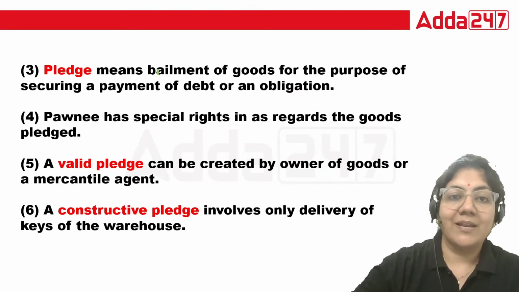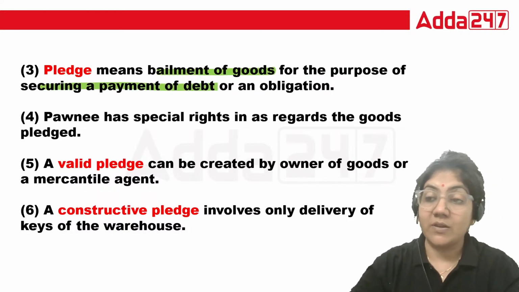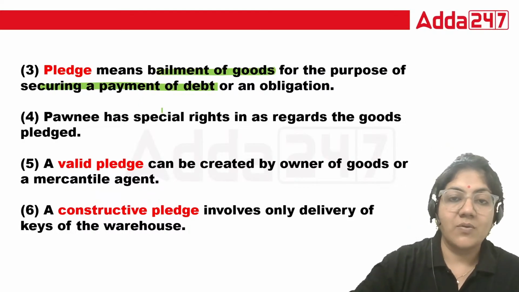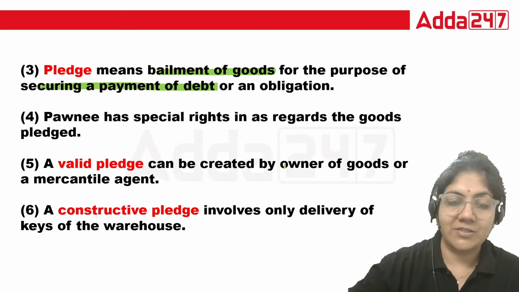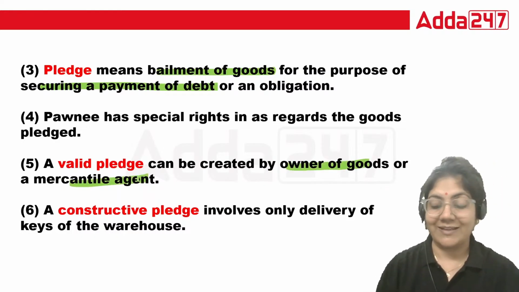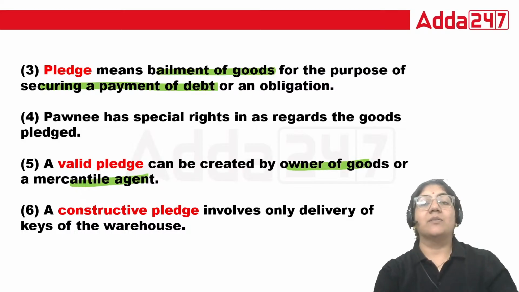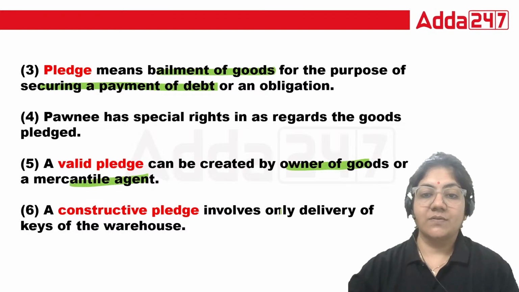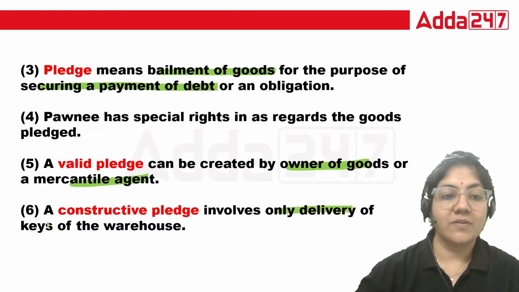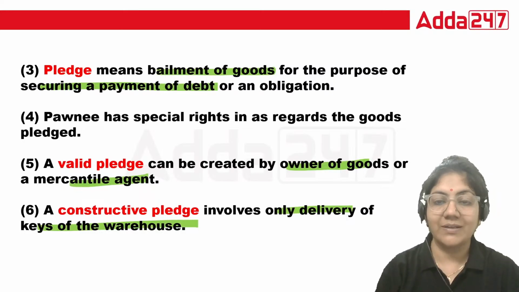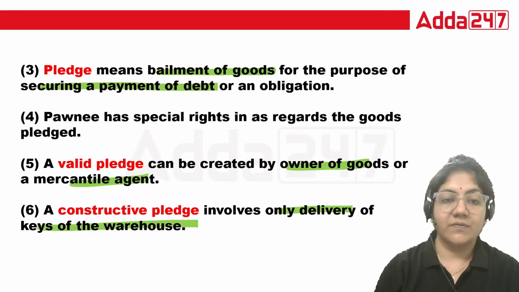Pledge means bailment of goods for the purpose of securing the payment of debt. So when we give movable property as a security, this is called pledge. Pawnee has a special right. A valid pledge can be created by the owner of the goods and by a mercantile agent. A mercantile agent basically works on behalf of the principal. A constructive pledge involves only delivery of keys of the warehouse.